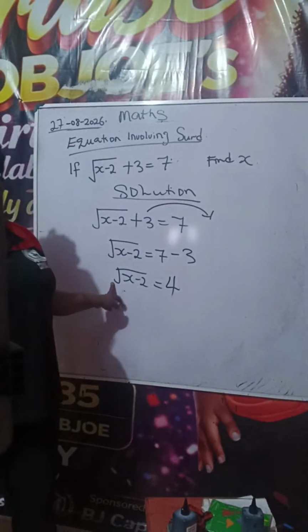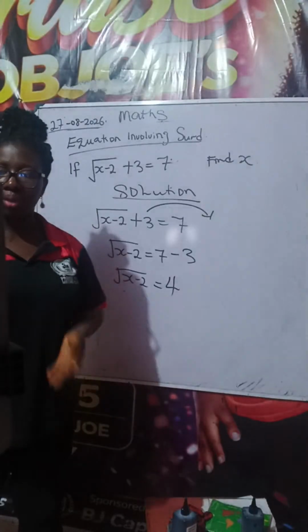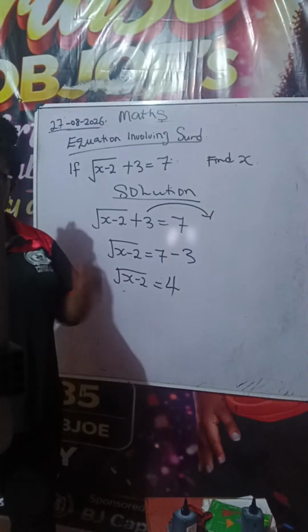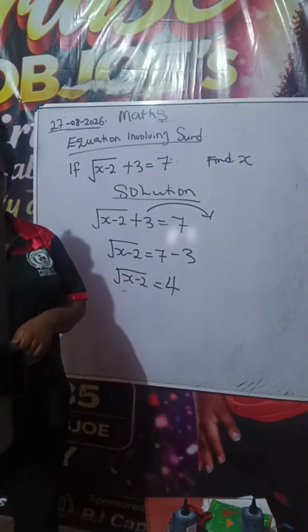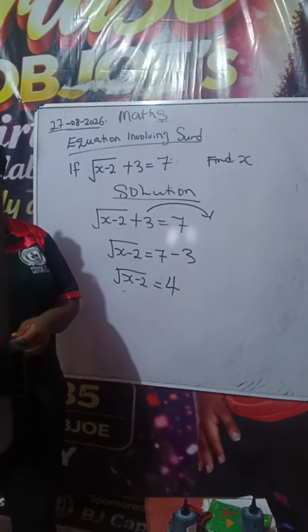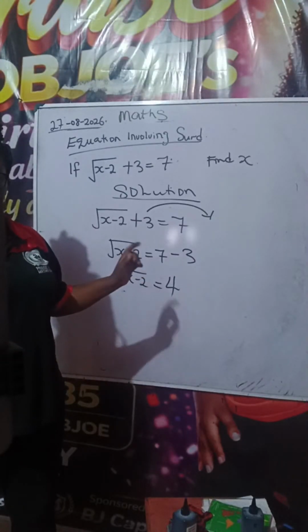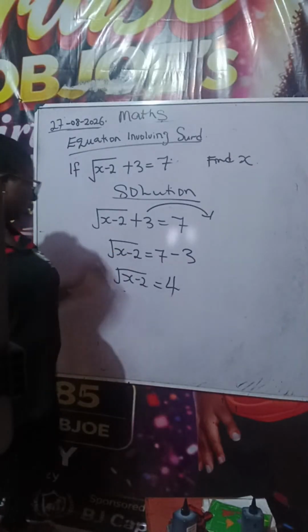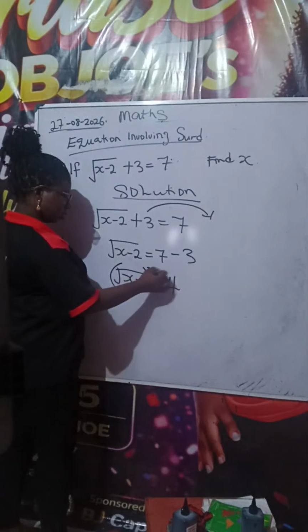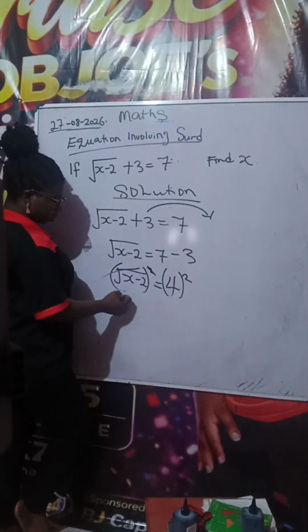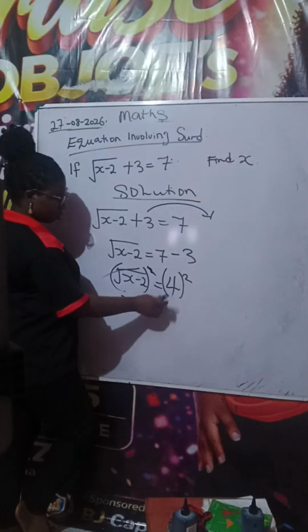Now at this point, what next again? I need to remove the sign of the root. And how will I remove it? All we need to do is to take the square of both sides. So you square this place, you square this place. Now this square removes the root. So we have x minus 2 equals to.